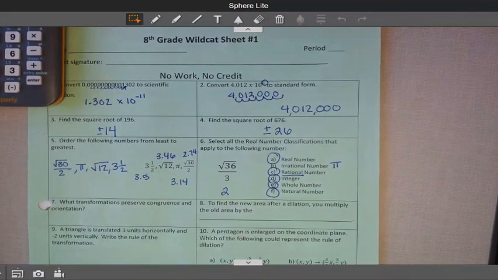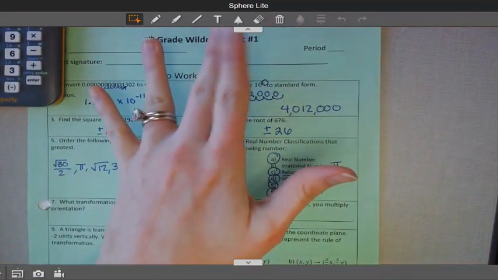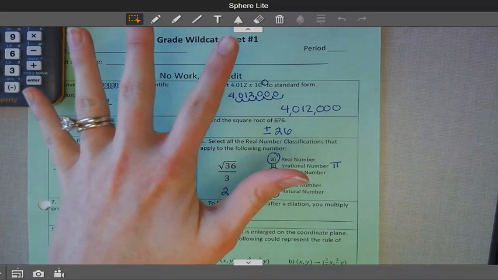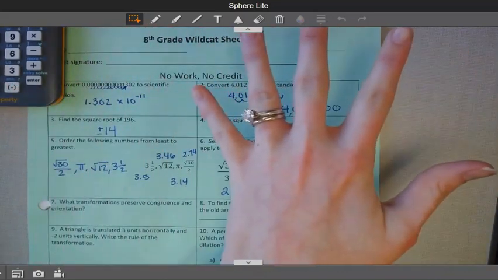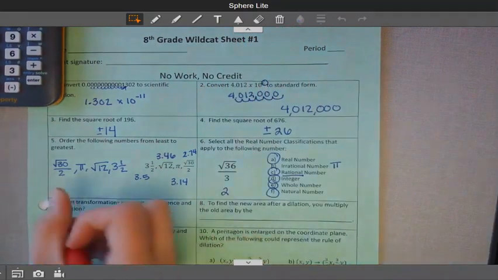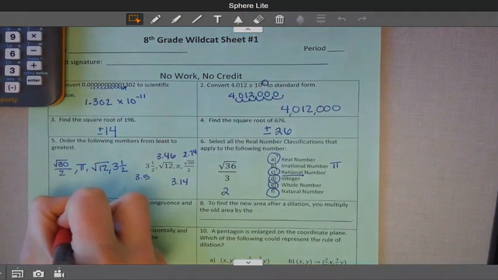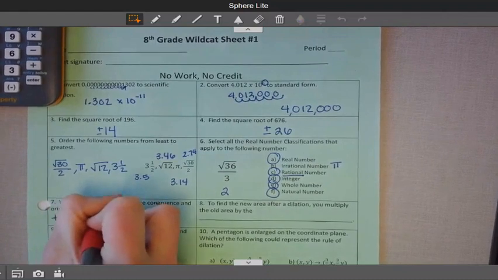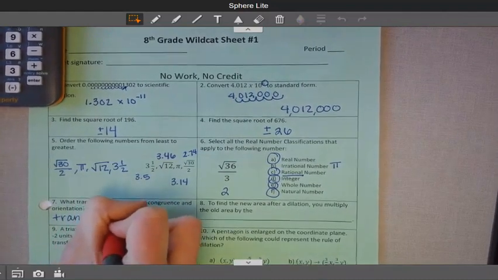Number 5, what transformations preserve congruence and orientation? Okay, well, we're going to pretend my hand is an object on the coordinate plane. If I translate it, I just slide it over. I did not change the size of my hand. I did not change the way my thumb is pointing. That's the orientation and the congruence. So translations preserve it.